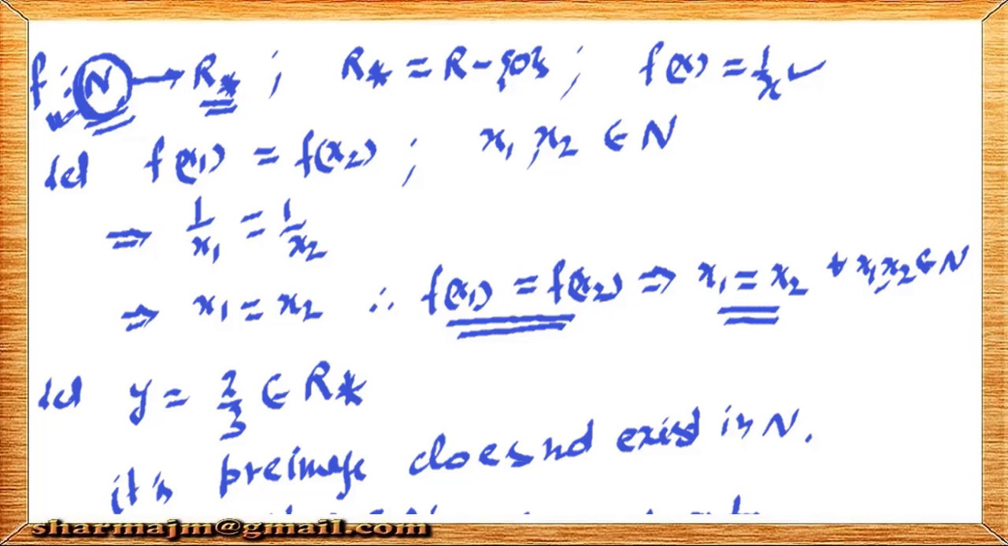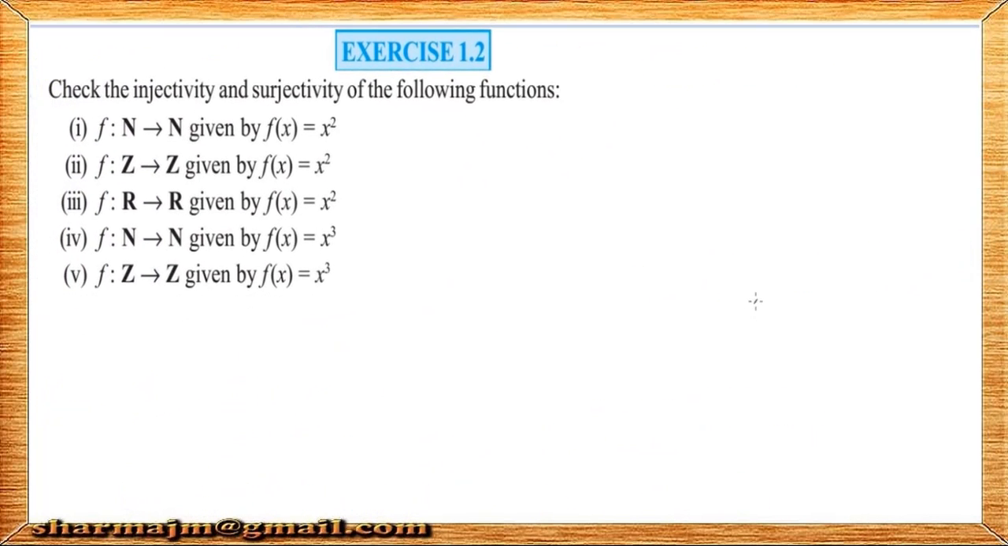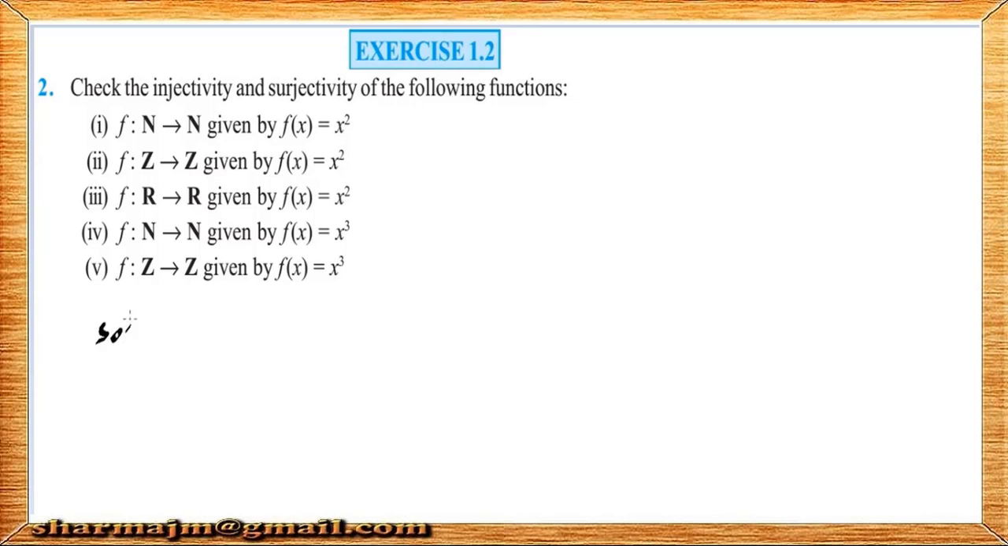Now we have question number 2. Now question number 2, solution. In the first part of question number 2 of exercise 1.2, f is a function from the set of natural numbers to the set of natural numbers such that f of x is equal to x square. Now we have to check this function for injectivity and surjectivity, that is for 1-1 and onto.